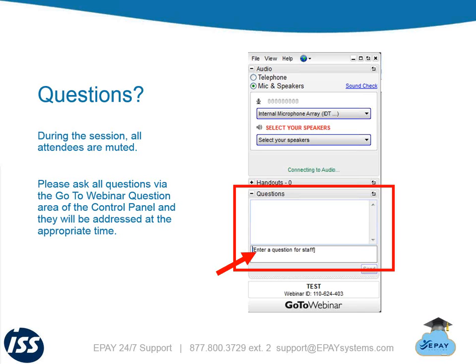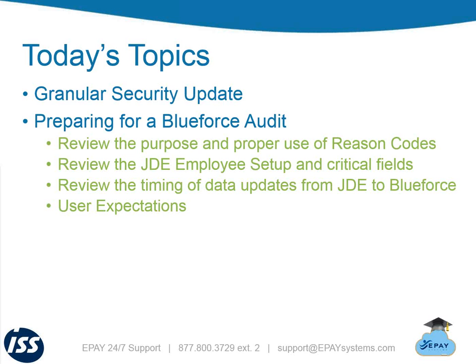Now, as you saw in your Epay update this week, we have a few topics we want to go through today. First, I'm going to start off with a little update on the granular security items that we talked about last week on this same webinar. Then we're going to go into a little discussion about preparing for a Blue Force audit. Essentially, what I mean by that is we're going to go through the purposes of the reason codes. There are still a lot of questions, and we're finding that a lot of those reason codes aren't being used correctly. So we're going to go through the purpose and proper use of those reason codes.